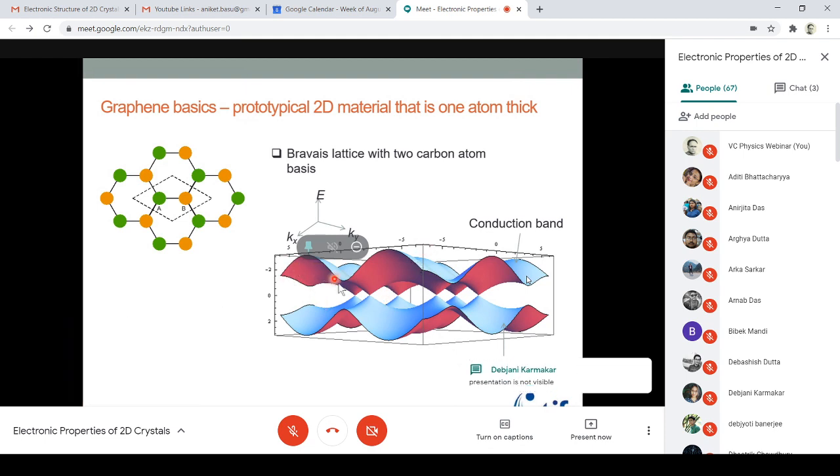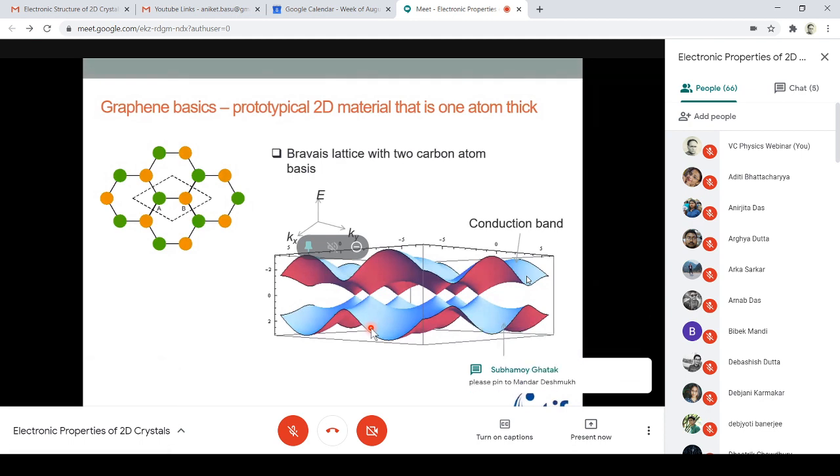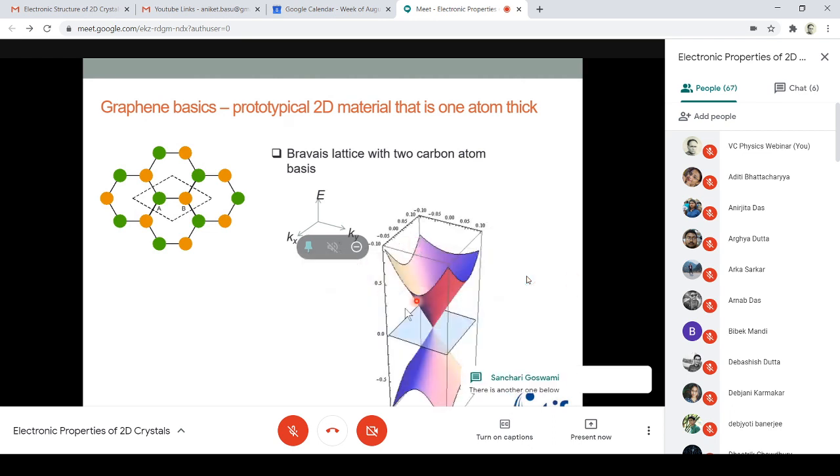you will get 2 sets of electronic states, which are called bands. This is called the conduction band, this is the valence band, and they actually touch each other at exactly 6 points. Because they touch each other, this material is called a semi-metal, not a semiconductor. It's a semi-metal because its density of electrons is low compared to typical metals, but there is no gap in its electronic spectrum.